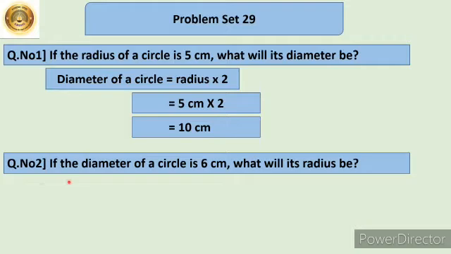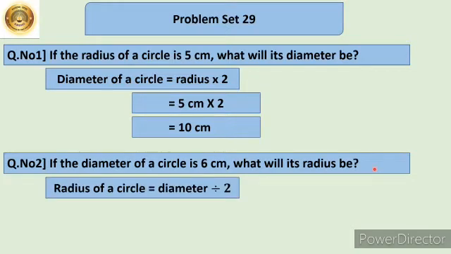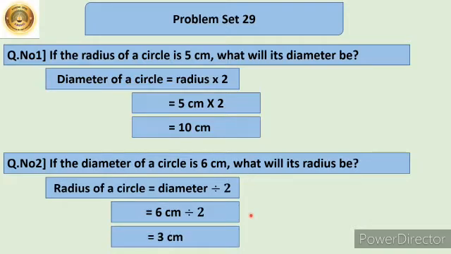Question number 2. If the diameter of a circle is 6 centimeter, what will its radius be? Write the formula. Radius of a circle is equal to diameter divided by 2. Diameter is given in the question. Diameter of a circle is 6 centimeter. So 6 centimeter divided by 2. 2 3s are 6. 3 centimeter. So radius of a circle is 3 centimeter.